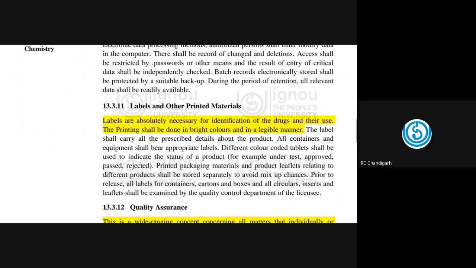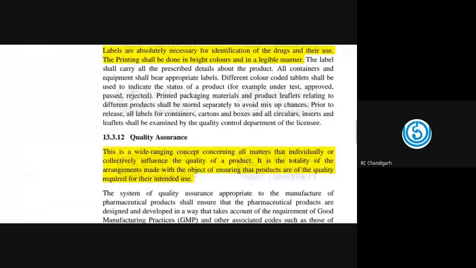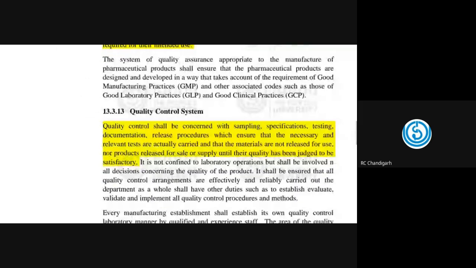Quality assurance. This is a wide-ranging concept concerning all matters that individually or collectively influence the quality of a product. It is the totality of the arrangements made with the object of ensuring that products are of the quality required for their intended usage.